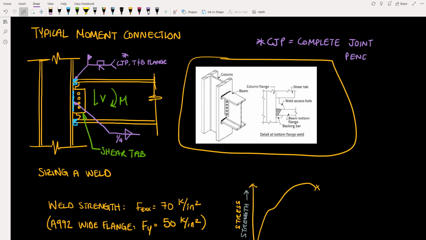What that means is that the weld will have the same thickness as the beam flange. It will be a complete penetration through this beam flange. Since this complete joint penetration matches the thickness of the beam flange, it's actually the weld that has more strength than the beam flange. And if this connection were to have any issues, they would occur in the beam rather than at the welds.